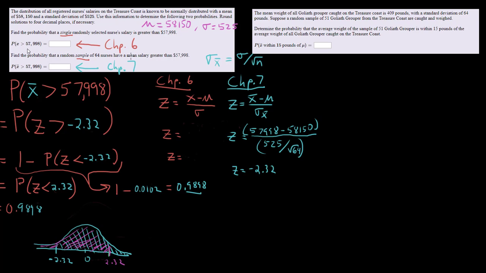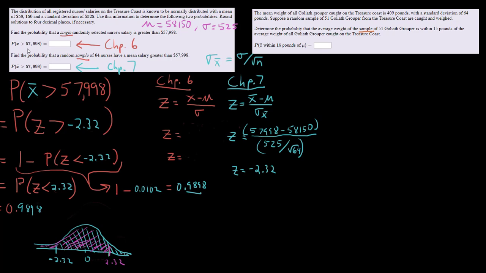Now, let's look at this other chapter 7 question real fast. This is just straight up a chapter 7 question. Let's see what it says. It says the mean weight of all Goliath grouper caught on the Treasure Coast is 409 pounds with a standard deviation of 64 pounds. Suppose a random sample of 51 Goliath grouper from the Treasure Coast are caught and weighed. Determine the probability that the average weight of the sample of 51 Goliath grouper is within 15 pounds of the average weight of all Goliath grouper caught on the Treasure Coast.